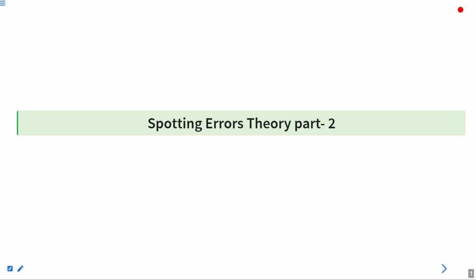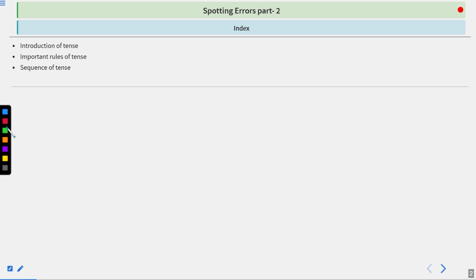Hello everyone, in today's session we are going to discuss spotting errors theory part 2. Let's begin. First of all, read the index, introduction of tense, important rules of tense, and sequence of tense as well.